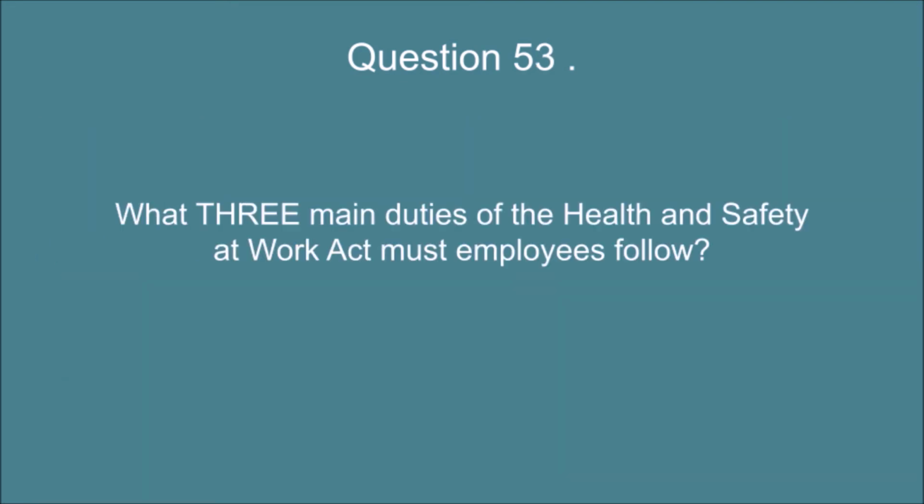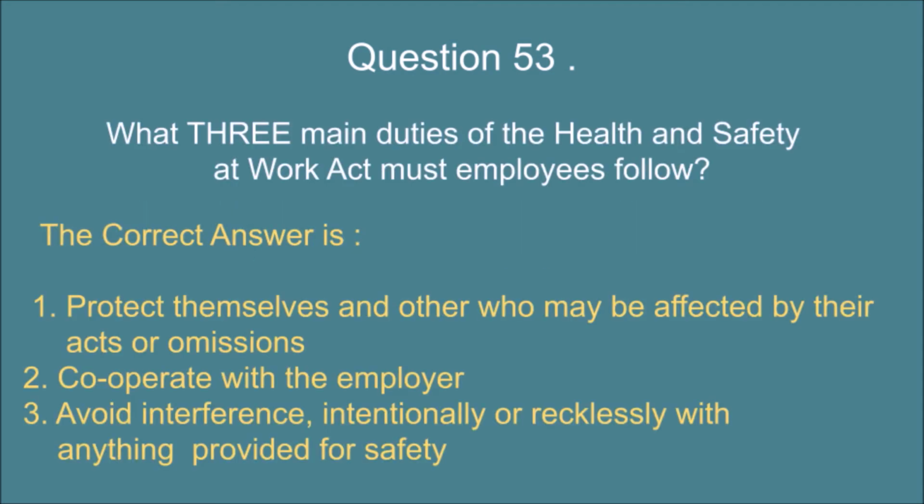Question 53. What 3 main duties of the Health and Safety at Work Act must employees follow? The correct answer is 1. Protect themselves and others who may be affected by their acts or omissions. 2. Cooperate with the employer. 3. Avoid interference, intentionally or recklessly, with anything provided for safety.